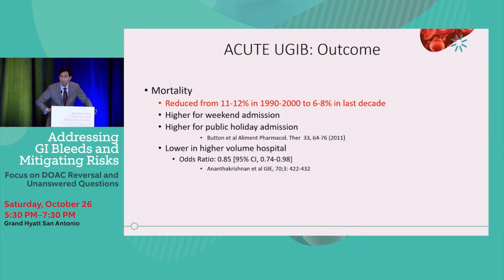We came a long way from a couple of decades ago, when we had a mortality related to acute GI bleeding anywhere between 11 to 12%, now down to 6 to 8%, which I think is in large part due to our ability to perform endoscopic hemostasis, but at the same time the development of drugs such as PPIs has made a monumental contribution. We know that mortality tends to be higher during weekend admissions as well as public holidays. And also, if the patient is admitted to a hospital which doesn't deal with this on a day in and day out basis, the mortality tends to be higher.